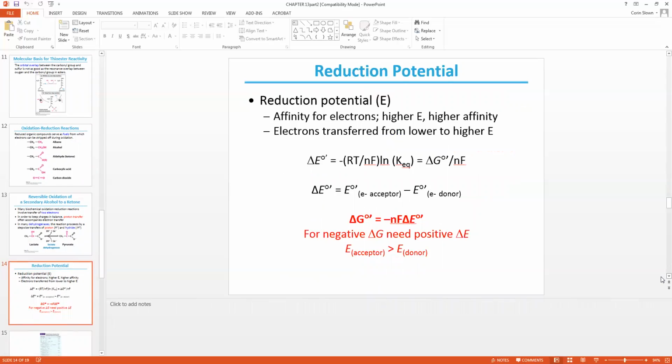So if you're thinking about reduction potential, then you should be able to determine the affinity for electrons. So the higher the E, or the reduction potential, the higher the affinity. And these electrons are transferred from lower to higher E. So in the expressions for E shown here, you can actually calculate what the overall delta E would be. And again, in order for a negative delta G, you need to have a positive delta E.